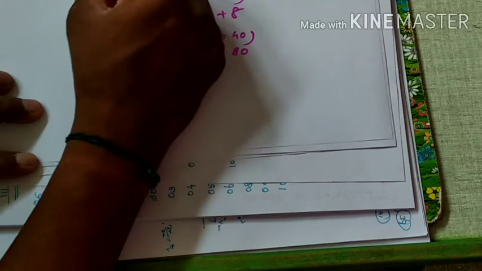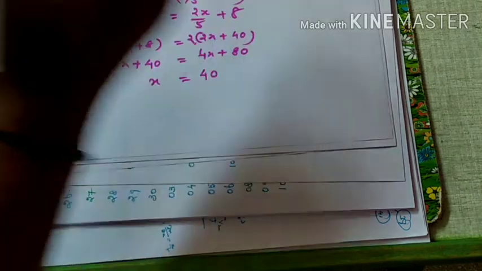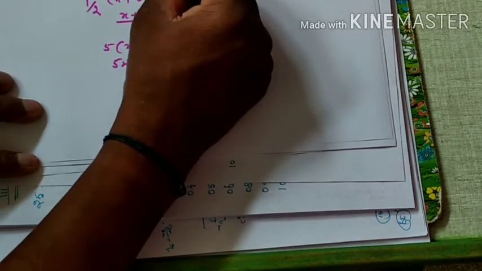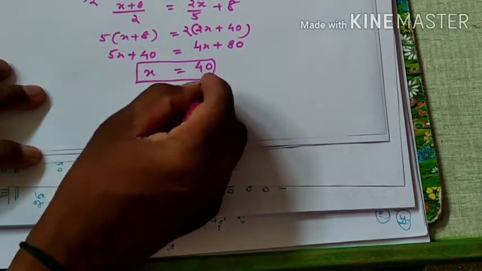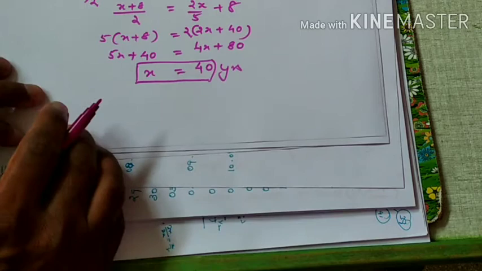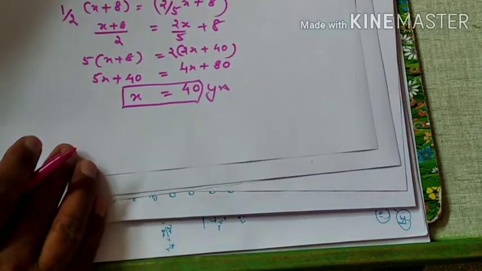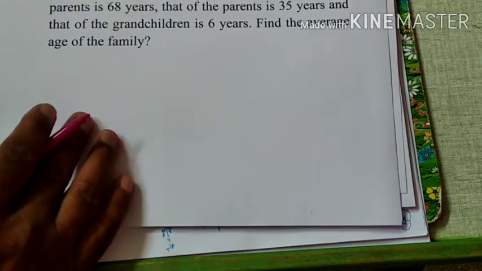Now our aim is to find the age of the father. Initially we assumed the age of the father is x. The value of x we got is 40 years. Therefore, the age of the father is 40 years. Now the continuation of the second question.